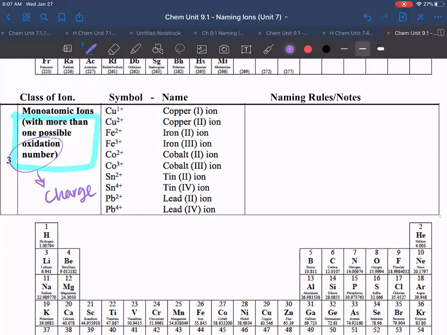And so we'll start with copper. We have copper that can form a +1 and a +2 charge. Here's where copper lives. And the way that we denote between the two is using Roman numerals. So if an element can form more than 1, you must use Roman numerals to indicate charge of ion.